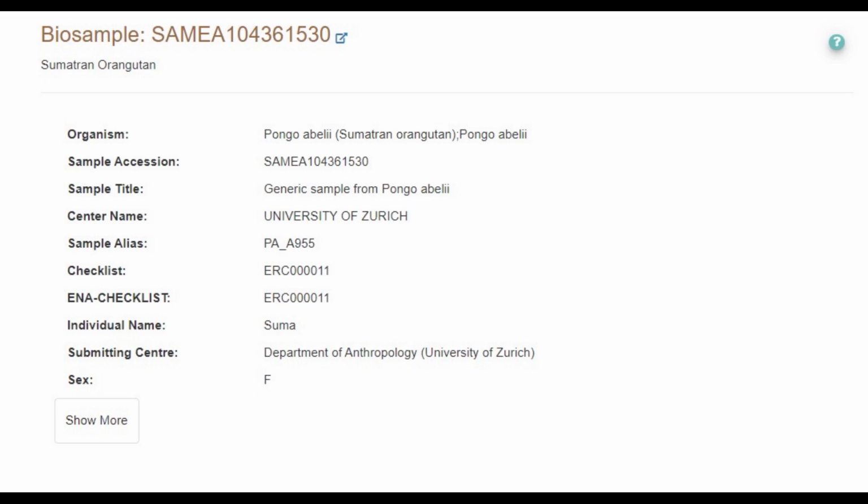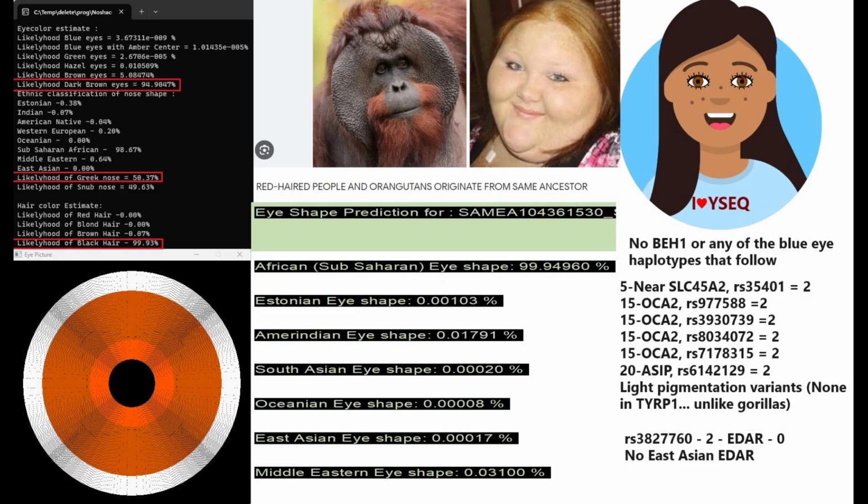Hello friends, in this video we'll be taking a look at the autosomal DNA, predicted phenotype, traits and GEDmatch results of an orangutan from the University of Zurich in Germany. When it comes to appearance, this is what she is predicted to look like. With my NOSHACOT tool, she's predicted to have dark brown color eyes, Greek-shaped nose, and black hair.